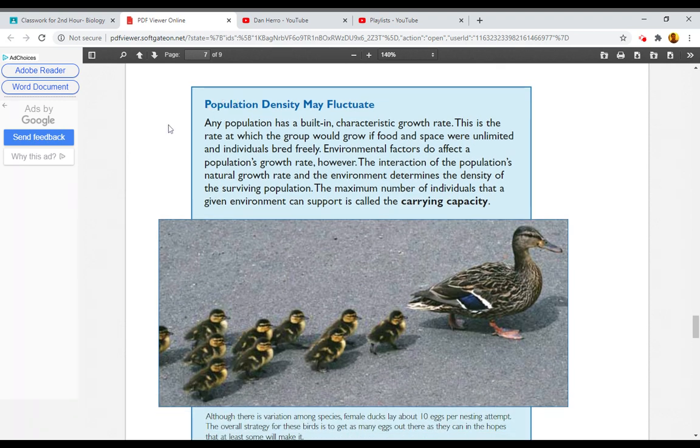Population density may fluctuate. Any population has a built-in characteristic growth rate. This is the rate at which the group would grow if food and space were unlimited and individuals bred freely. Environmental factors do affect a population's growth rate, however. The interaction of the population's natural growth rate and the environment determines the density of the surviving population. The maximum number of individuals that a given environment can support is called the carrying capacity.